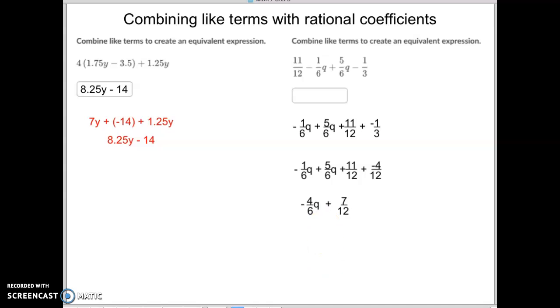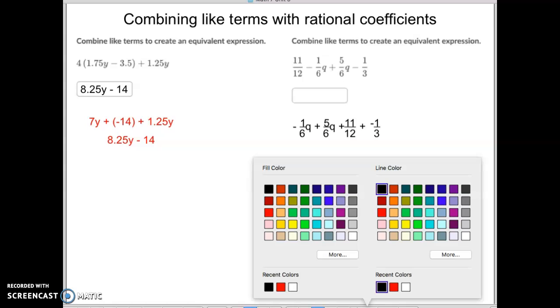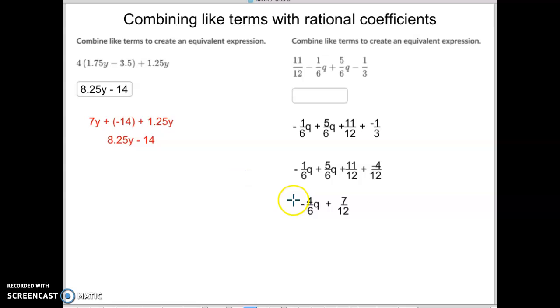I just realized something. Hey, let's cover that up right now. All right, I just made a mistake. This is what life is about. We make mistakes. This should be a positive 4/6q. There, see how pretty that is now?